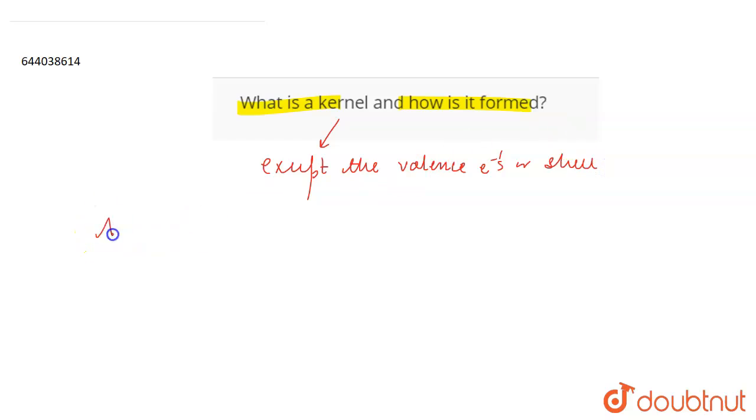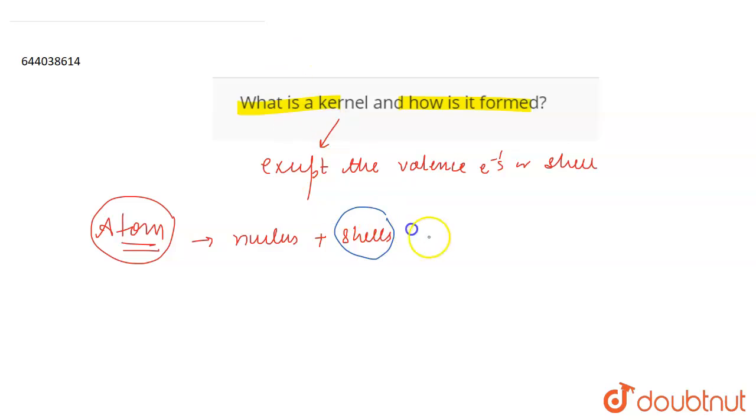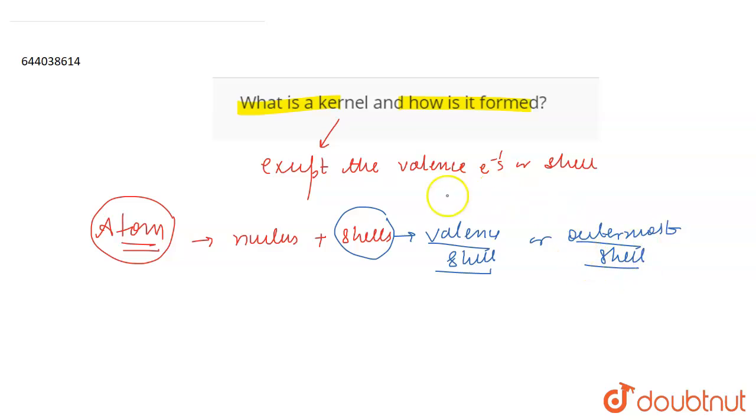Right. So what happens is that if we talk about the structure of an atom, an atom consists of a nucleus and it consists of shells, right? And one of the shells of an atom is a valence shell, or you can say the outermost shell, right? So except this valence shell or the outermost shell of an atom, all the part of the atom is known as a kernel. Right, that is known as a kernel.